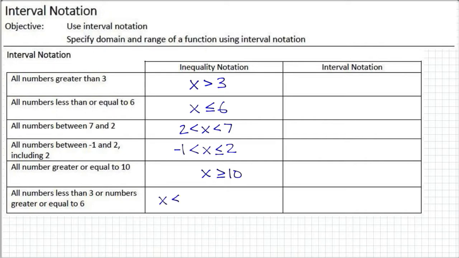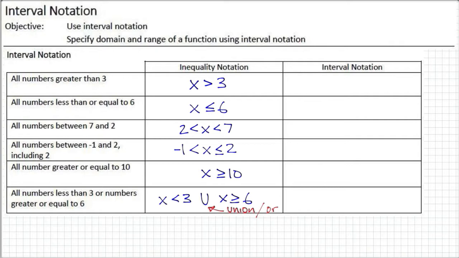So in this case, we split it up into two pieces, and we used the union symbol, this OR symbol, as a way of expressing all the x values that are less than 3 in addition to unioned with all the values of x that are greater than 6, greater or equal.